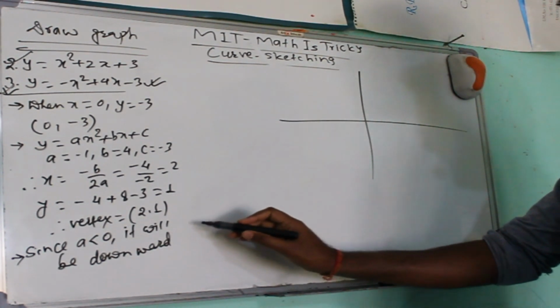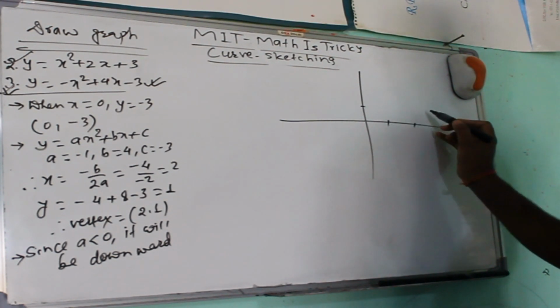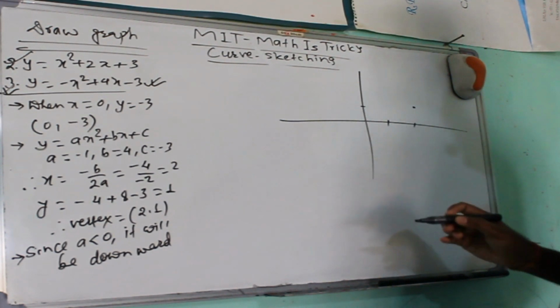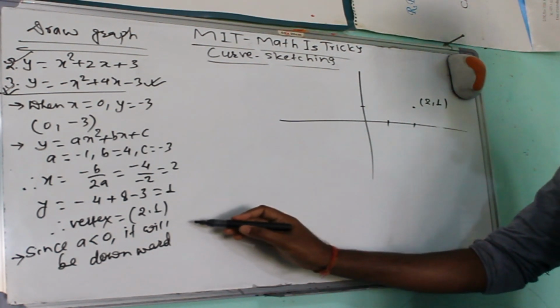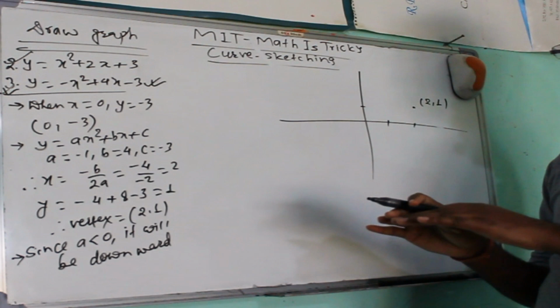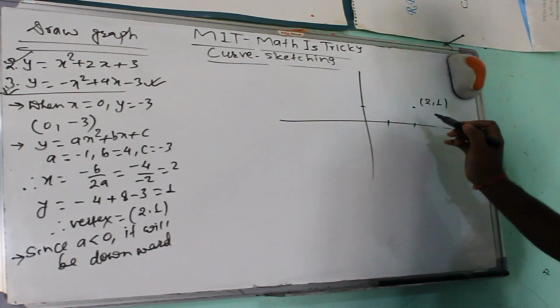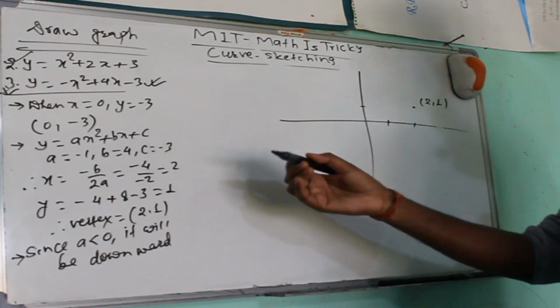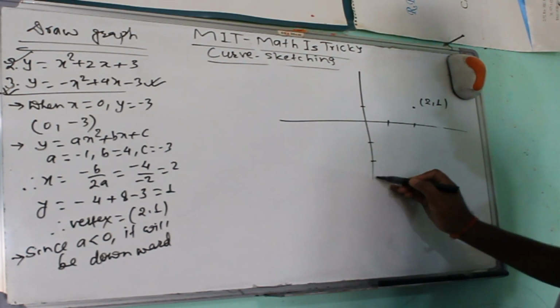So what is our vertex? (2, 1). Now this is (2, 1). So the vertex is, as I told you, the point from which either all the points will be up or all the points will be down. So the next point is (0, minus 3), which will be below minus 1, minus 2, minus 3, isn't it?